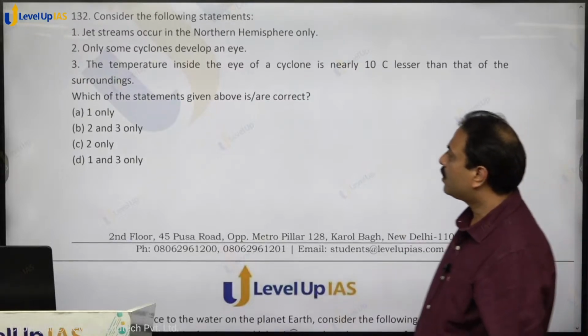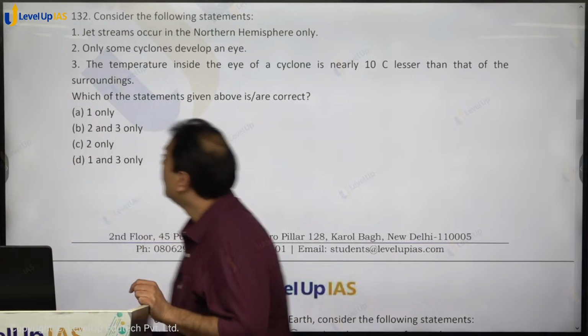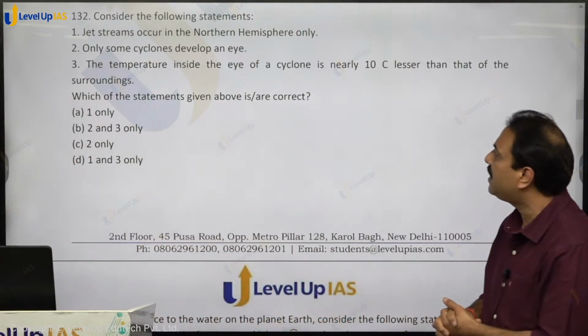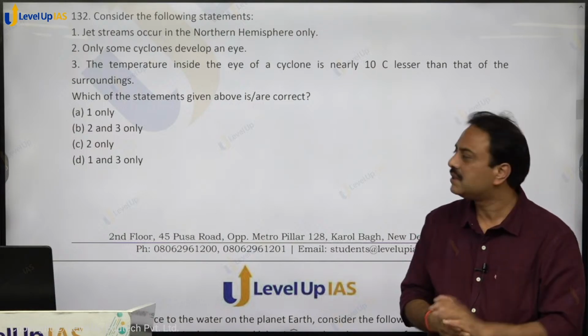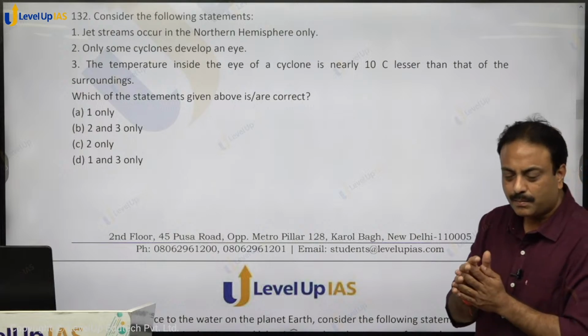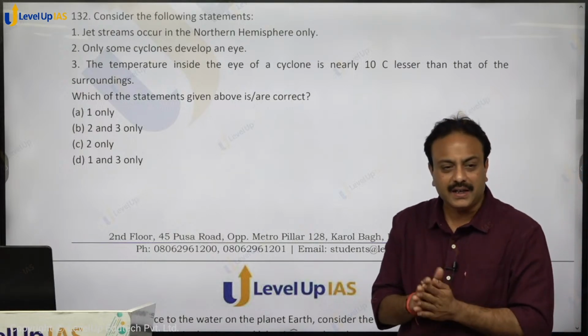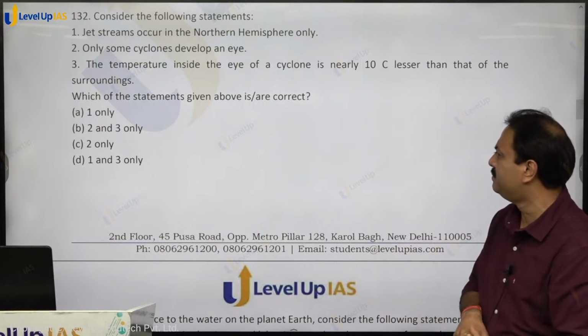Question number 132. Consider the following statements. Jet streams occur in northern hemisphere only. Jet streams occur in both the hemispheres, so it is a wrong one. Only some cyclones develop an eye. Temperate cyclone is not having any eye. Tropical cyclone develops an eye. So it is a true one.